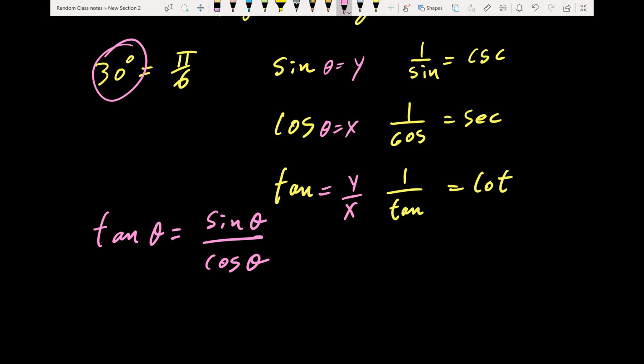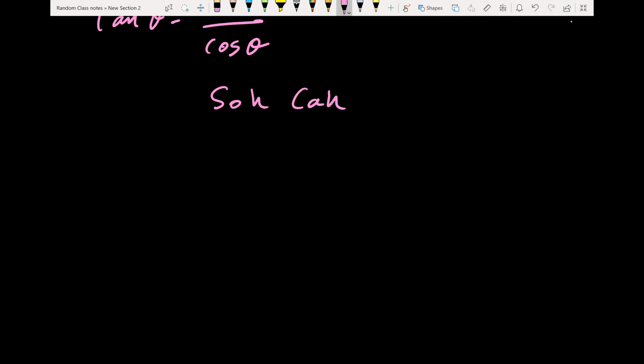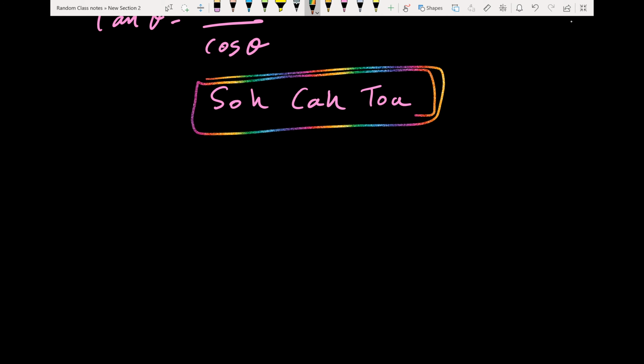Now, the next part, we're going to look at SOHCAHTOA. Can you guys see these colors? What is this SOHCAHTOA? It's going to help us to understand this.